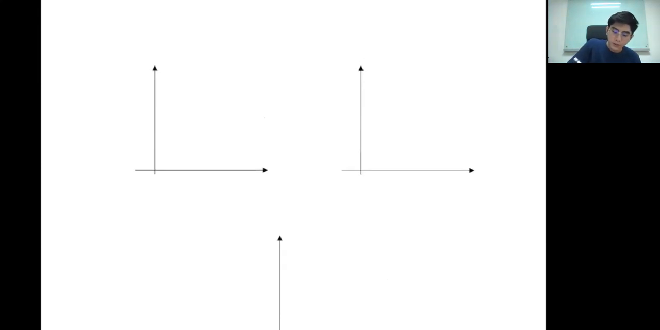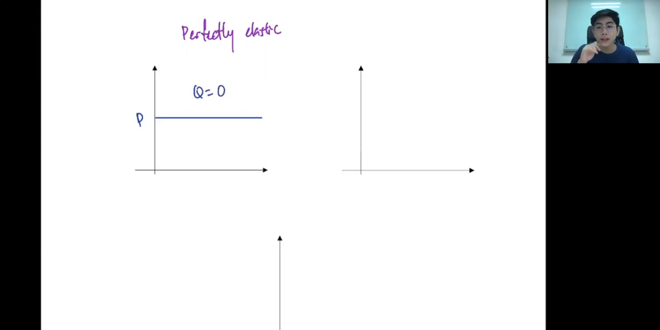Okay, so the first one is known as the, let's say, perfectly elastic first. Perfectly elastic. How does it look? The graph looks like this one. So what does it mean? It means that when the price, this is P, right? When the price is above this P, it is going to have a quantity equal to 0. No one wants to buy it at all. But when the price is below this one, it will be infinity. Can you get what I mean? So this graph has the PED of infinity.